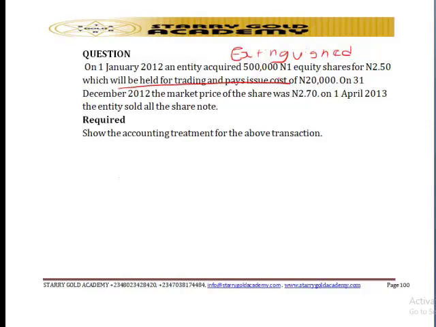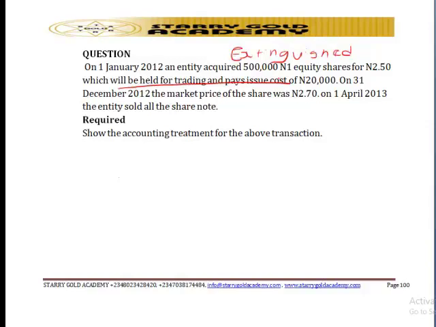Let's quickly solve this question. The shares will be held for trading, and the entity pays issue cost of 20,000. On 31st December 2012, the market price of the shares was 2.70. You have to be professional about it: 2 naira 70 kobo. On 1st April 2013, the entity sold all the shares. We are required to show the accounting treatment of the above transaction.